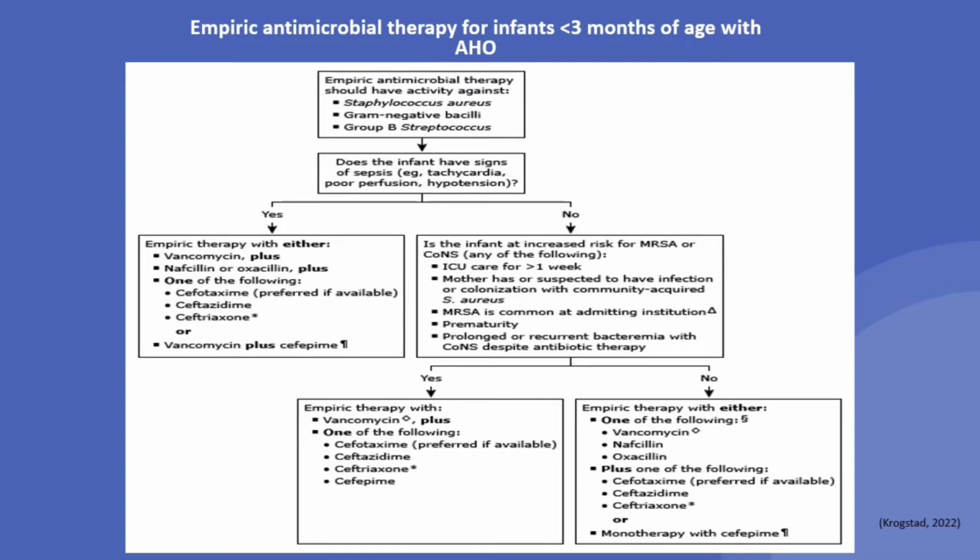If one or more of these factors is a yes, then the empiric therapy should include vancomycin plus one of the following: cefotaxime, which is preferred if available, ceftazidime, ceftriaxone, and cefepime. If the answer is no, then the empiric therapy should include vancomycin or nafcillin or oxacillin, plus one of the following: cefotaxime, if available, which is preferred, ceftazidime, ceftriaxone, or monotherapy with cefepime.